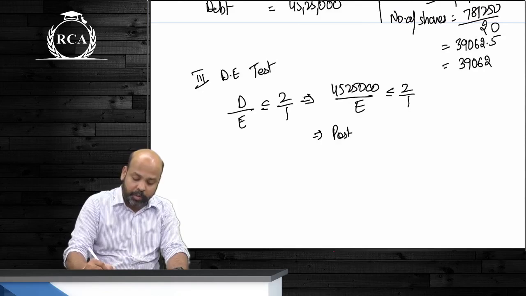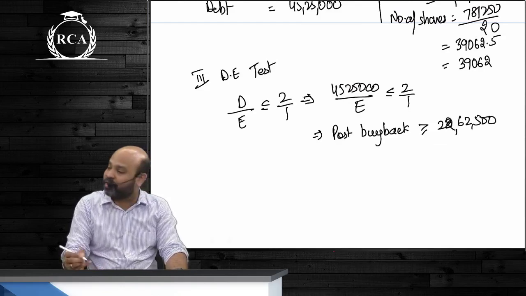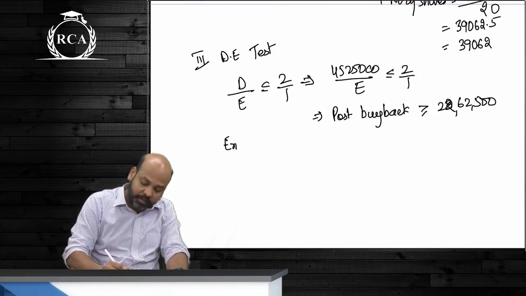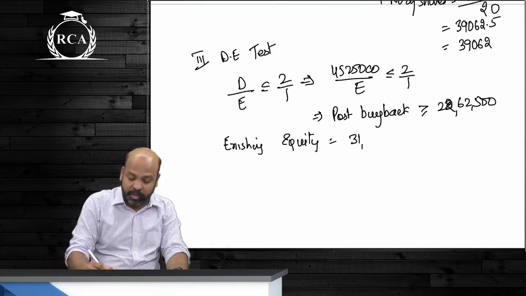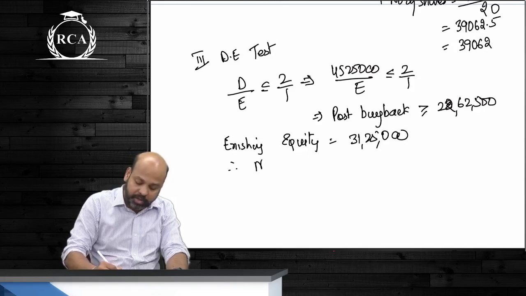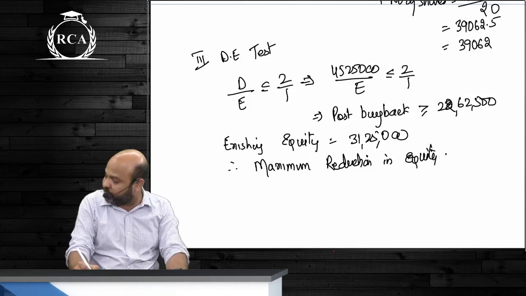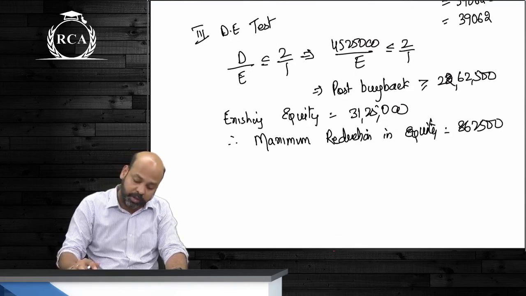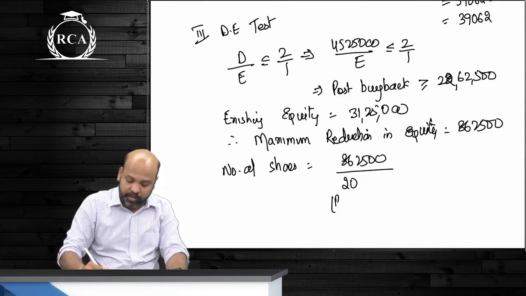So your post buyback equity beta should be greater than or equal to 22,62,500. What is your existing equity, guys? Existing equity is 31,25,000. Therefore, your maximum reduction in equity beta will be equal to 8,62,500. This maximum reduction in equity beta, which is 862,500, should be divided by what, guys? The number of shares as per this condition would be 862,500 divided by 20 rupees, your buyback price.